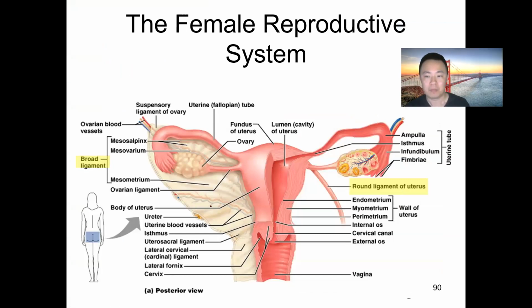Once again, you can see here the round ligament and the broad ligaments that help to support the uterus.